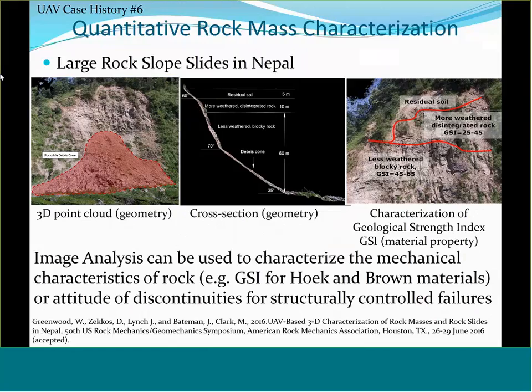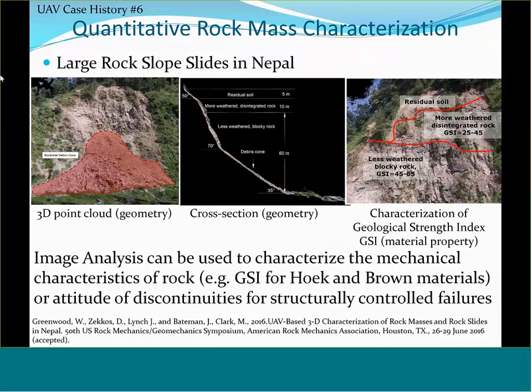The next case history takes this a step further. Up to now, we've been focusing on describing, to a large degree, observations associated with geometry. However, with advances in image analysis, this may not have to be the case. What I'm showing here is an example for some rock slope slides in Nepal.